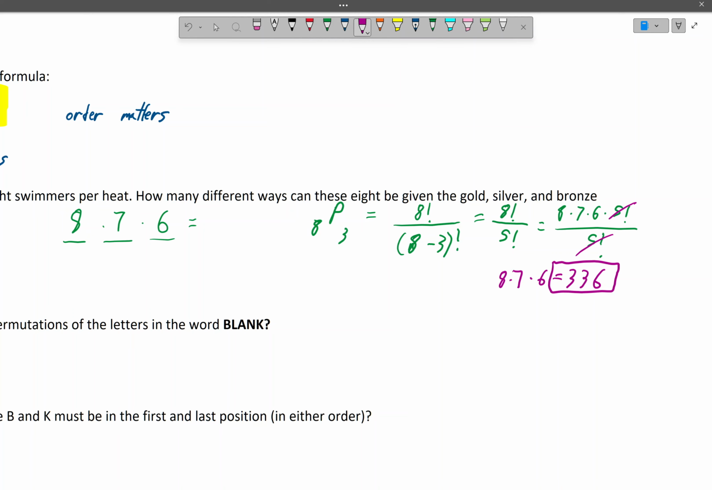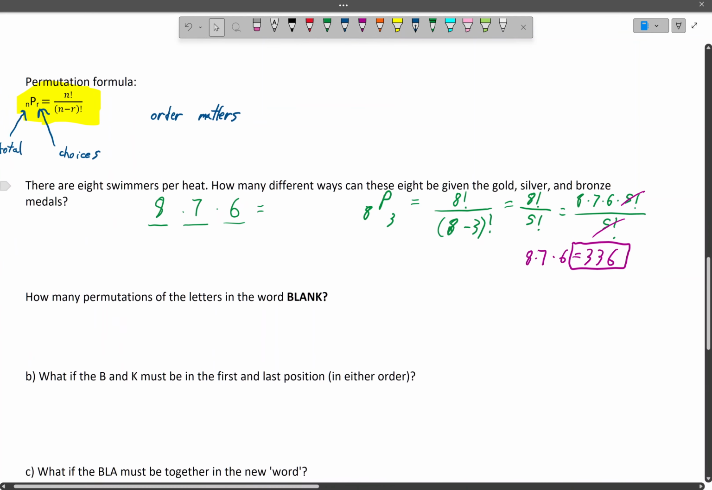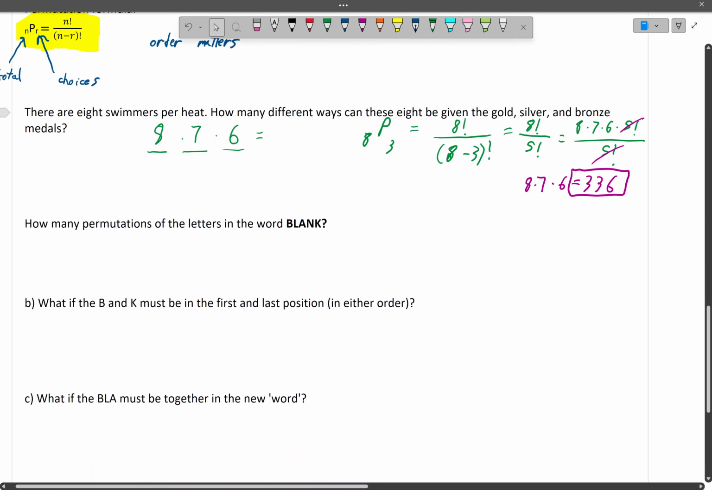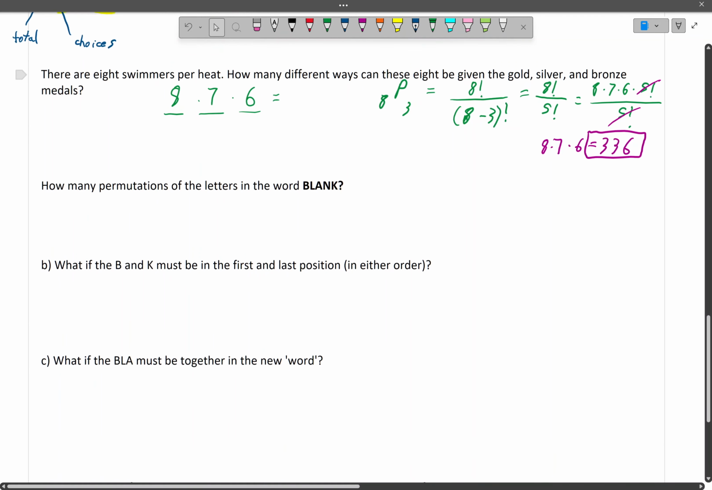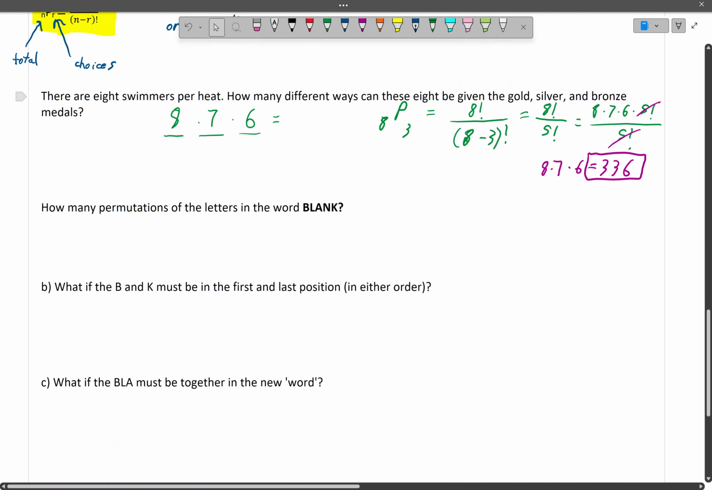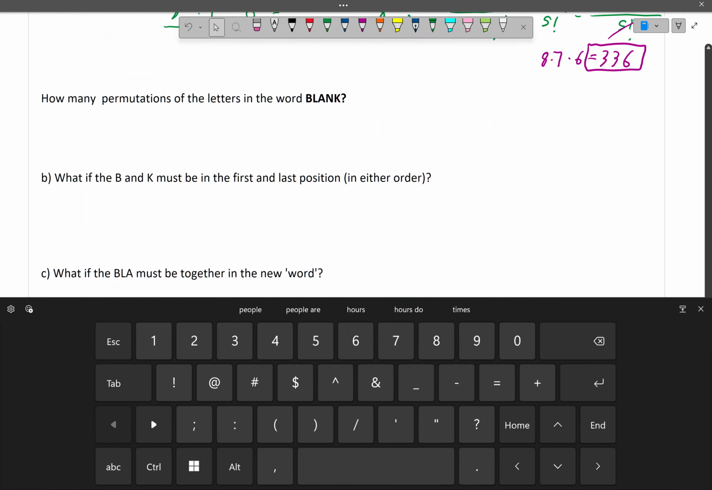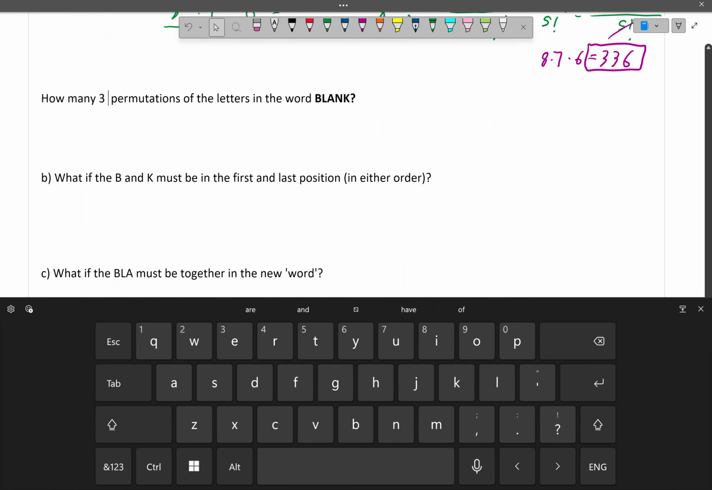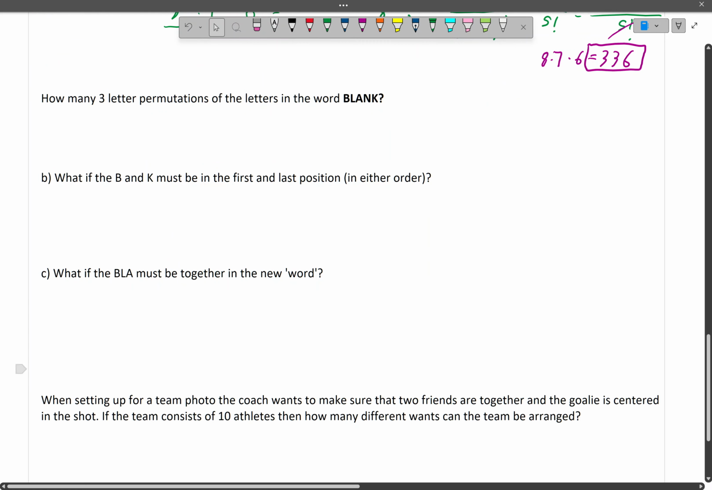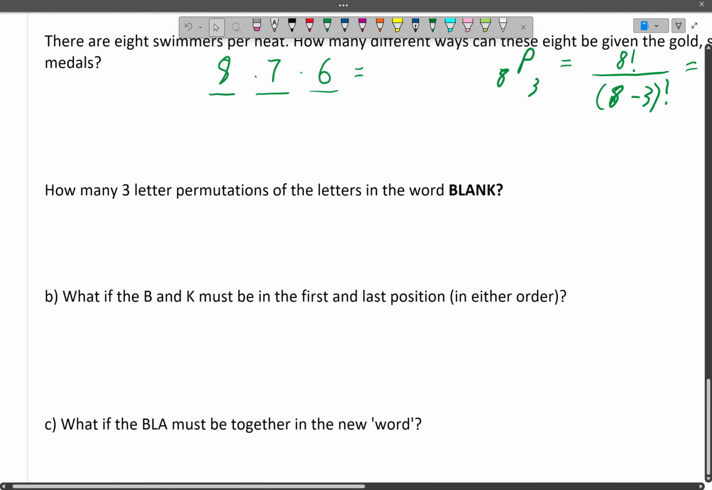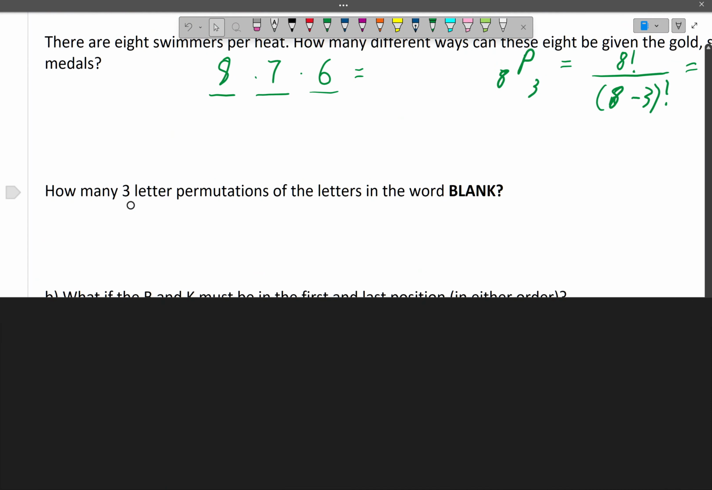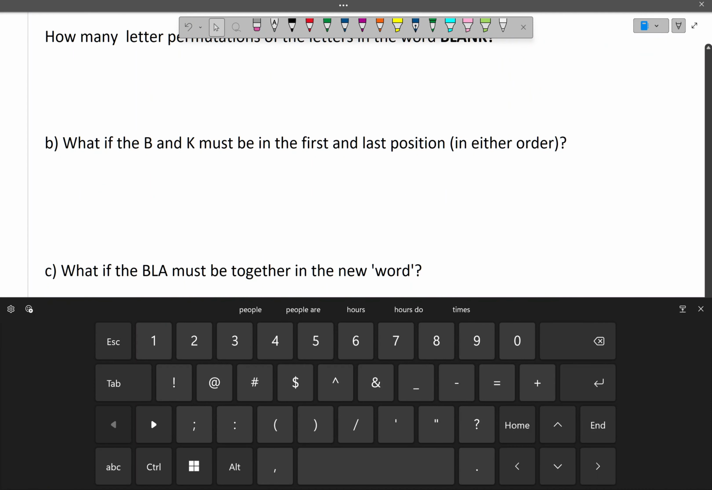So perms are just the same thing as the fundamental counting principle. So use whichever one makes more sense given the context of the question. I am going to change this though. How many 3-letter permutations of the letters in the word blank? No, I'm going to go 4-letter.